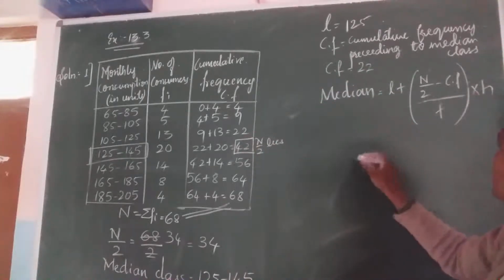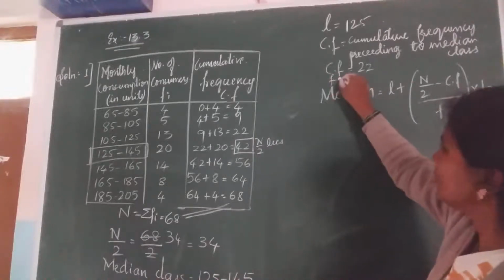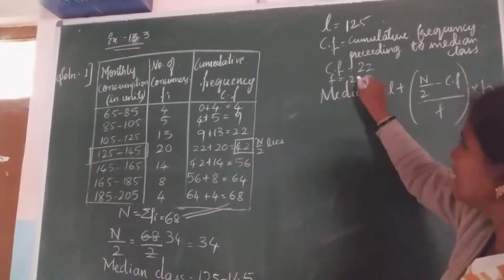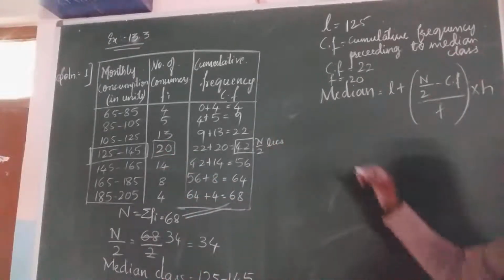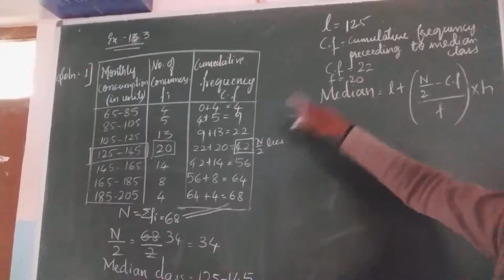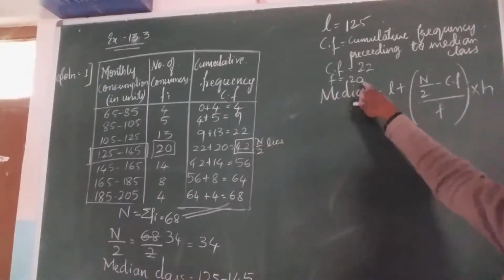So next comes the F. What is frequency here? Frequency is nothing but 20. The selected class interval, or median class, its frequency is called F.